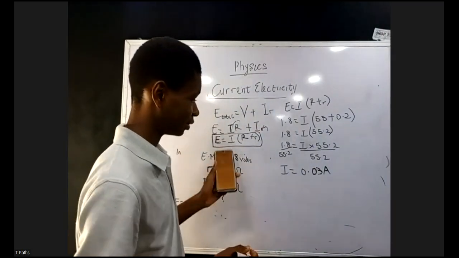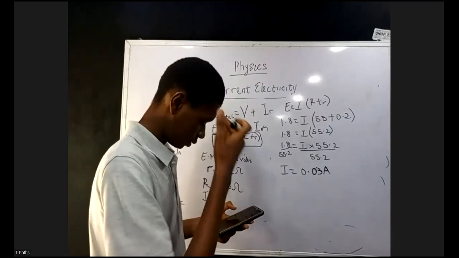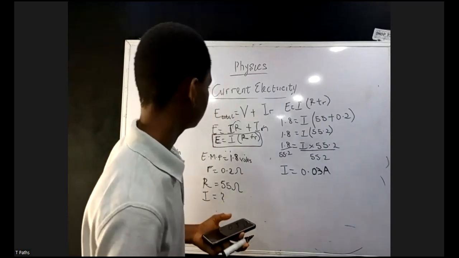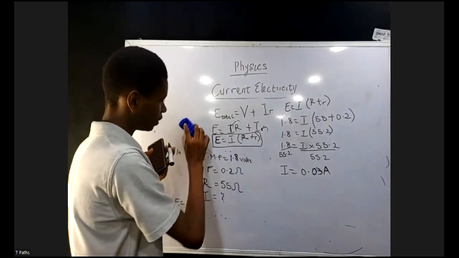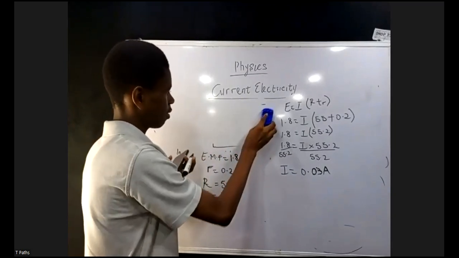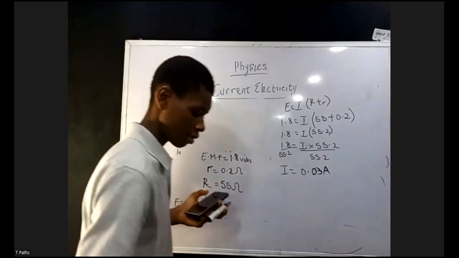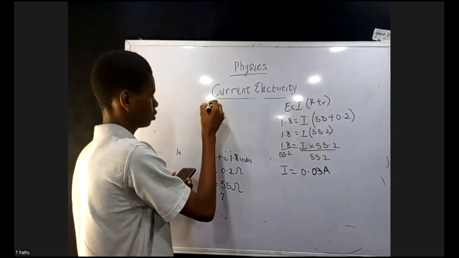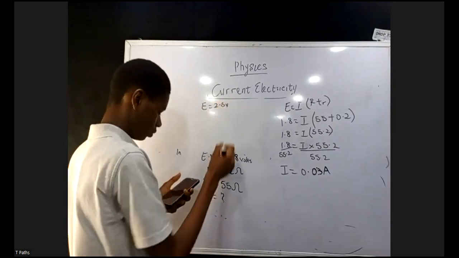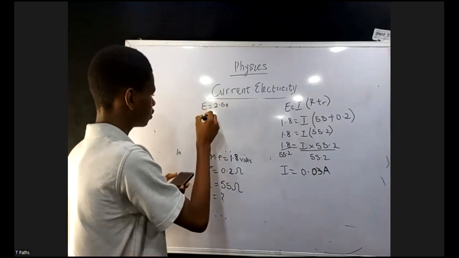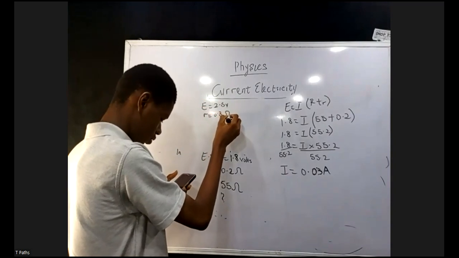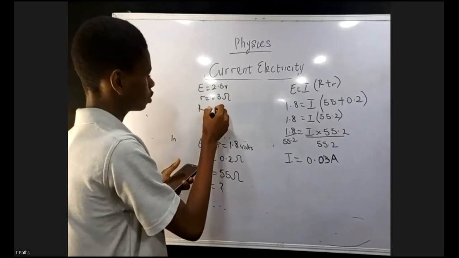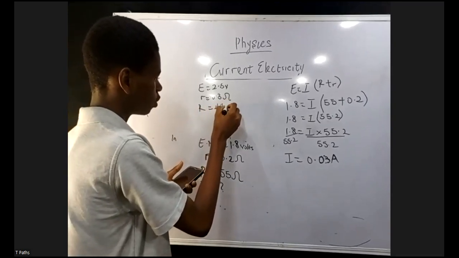I think we have like 10 minutes more. Okay, a cell with an EMF of 2.5 volts. So the cell has an EMF of 2.5 volts and an internal resistance of 0.3 ohms. It's connected to an external resistor of resistance 44 ohms.